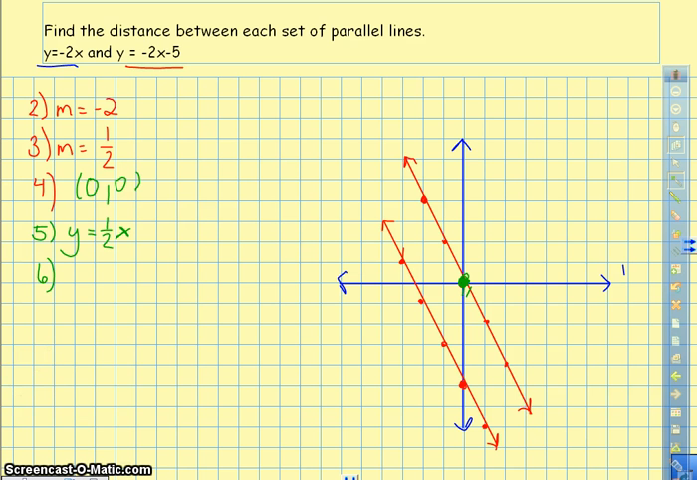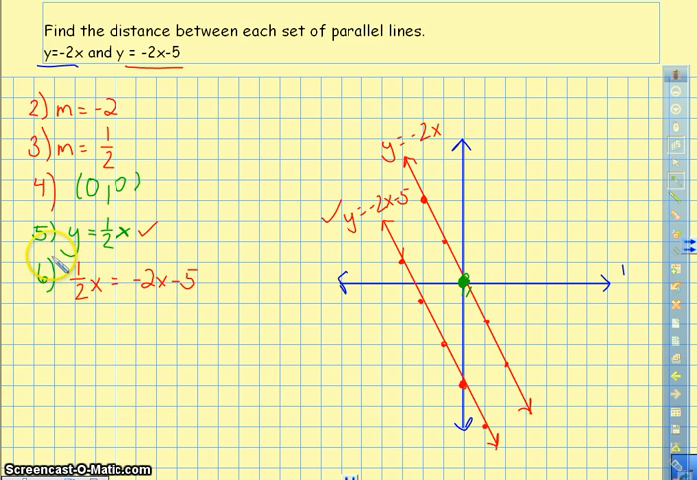Okay, now this is the most important part, one of the parts that gets messed up most often. We are going to take this and choose the equation of the line that is not the line I chose my point on. The point I chose was on y equals negative 2x, so I'm not going to use that one. I'm going to use y equals negative 2x minus 5. That's because I want the distance from this point to this line. So I'm going to use this and this. So I have 1/2 x equals negative 2x minus 5.